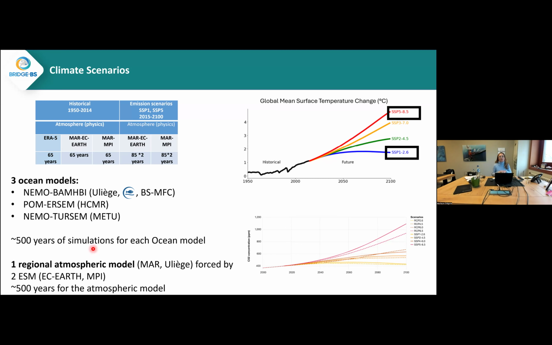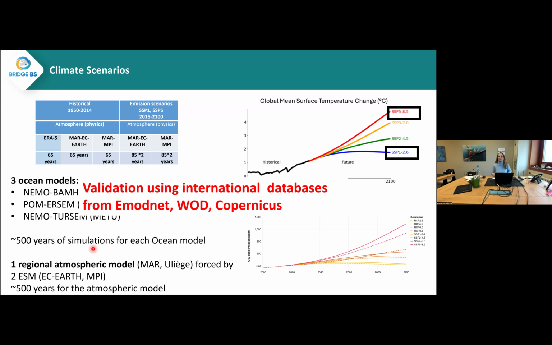We have already developed some model parameterization for the Black Sea, taking into account all the coupling of the physics and the complex biogeochemistry of the Black Sea, which has been well known for some time now. We validate all of this model using international databases: EMODnet, WOD, and Copernicus. But of course, I will not detail that here. I will move directly to the results.